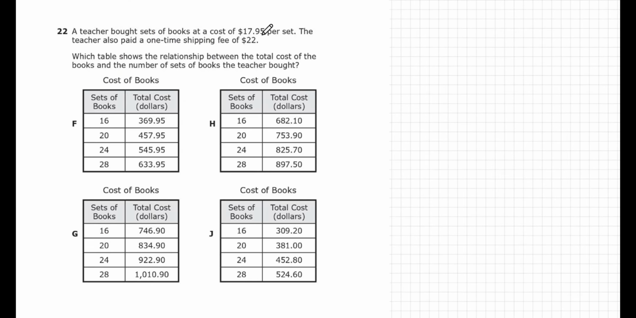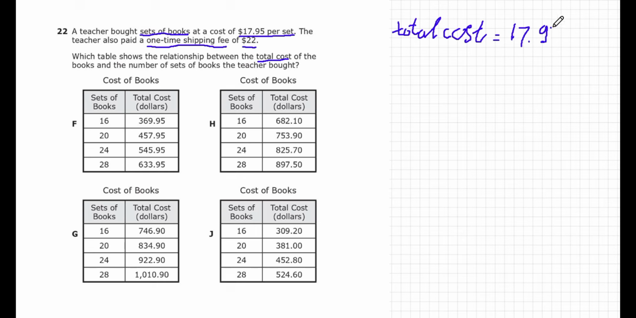Question number 22. A teacher bought sets of books at a cost of $17.95 per set. The teacher also paid a one-time shipping fee of $22. Which table shows the relationship between the total cost of the books and the number of sets of books the teacher bought? Let's set X as the number of sets of books the teacher bought. Then total cost of the books is equal to 17.95 times X plus $22 shipping fees.